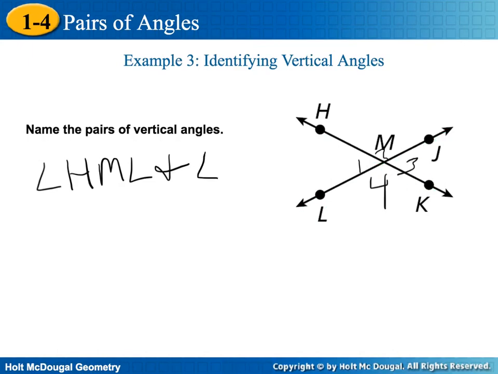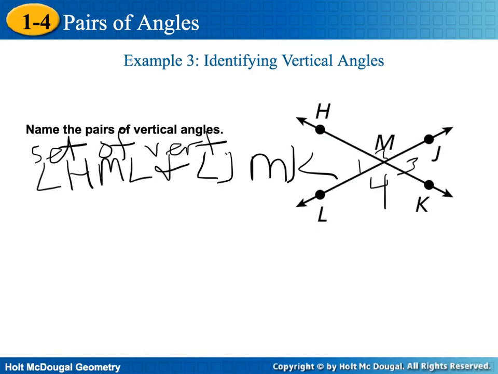So angle HML and angle JMK are a set of vertical pairs. Likewise, though, for 1 and 3, I also have 2 and 4. So the other set is angle HMJ and angle LMK. So this is a set of vertical pairs, and this is a set of vertical pairs.